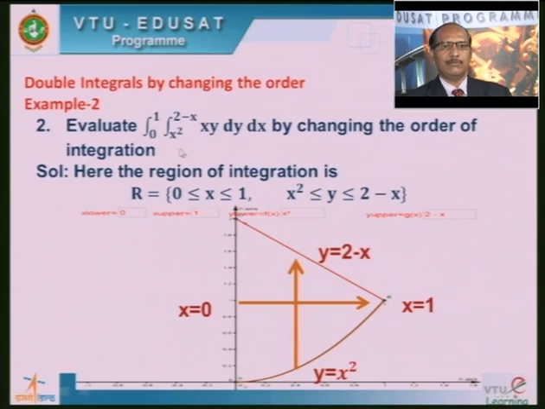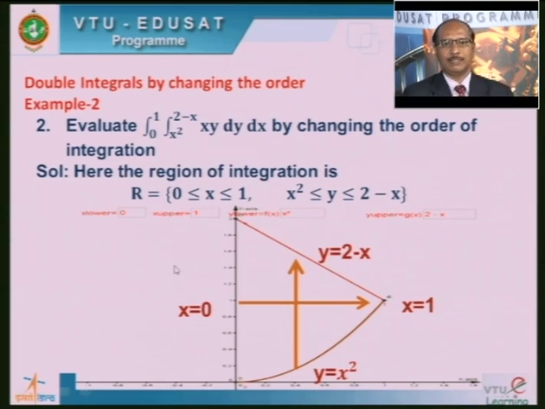Given that, evaluate the integral from 0 to 1 and x square to 2 minus x of x y dy dx by changing the order of integration. Here again it is a type 2 region, because you can see the limits are functions of x, they are the y limits, y is equal to x square to y is equal to 2 minus x. Here x ranges from 0 to 1, and y ranges from x square to 2 minus x.